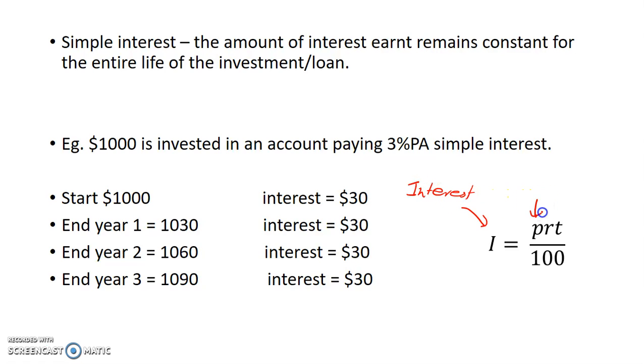P stands for your principal, which is the amount you start with. R stands for your interest rate. And T will be your time. The thing that you have to be careful with is that your interest rate and time have to be in the same time fraction. So if the interest rate is per annum, time must also be in years, and over 100.